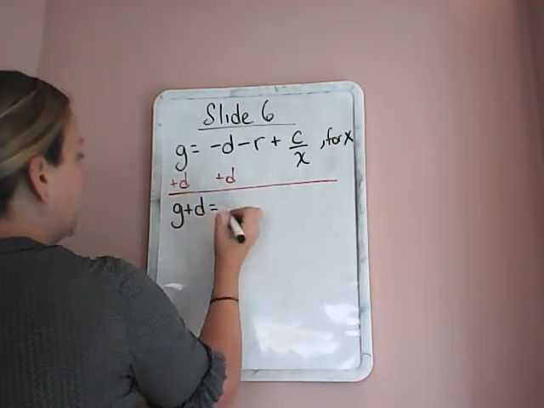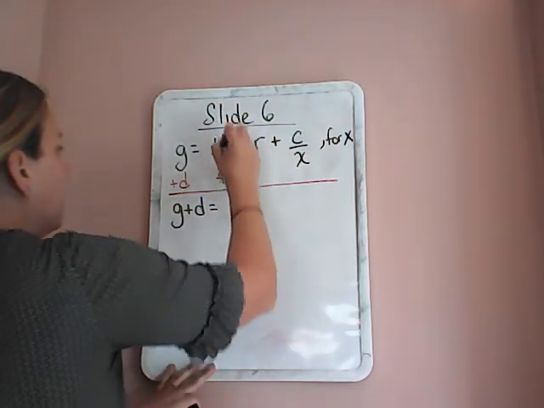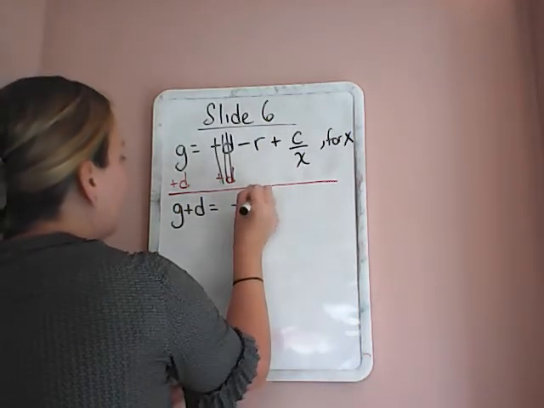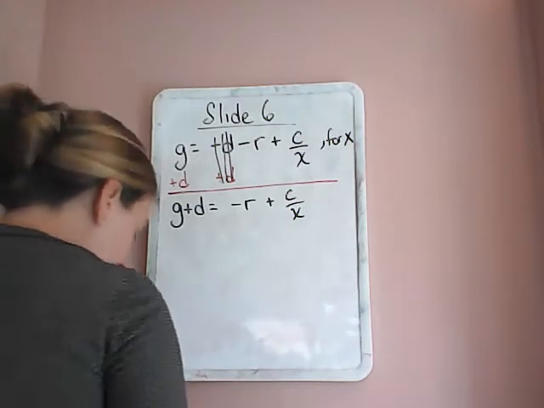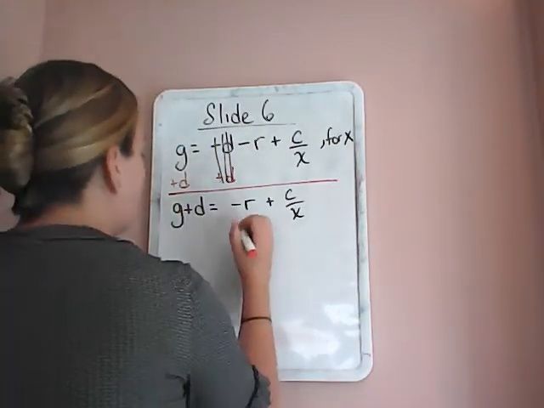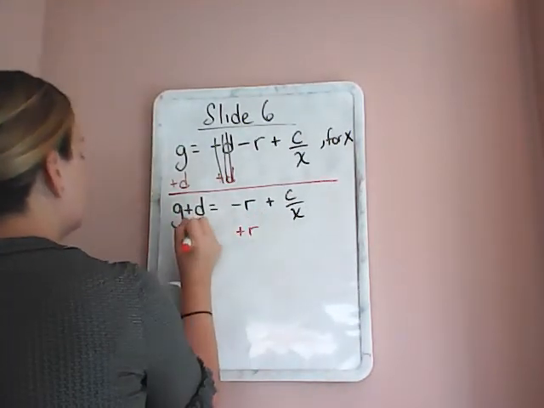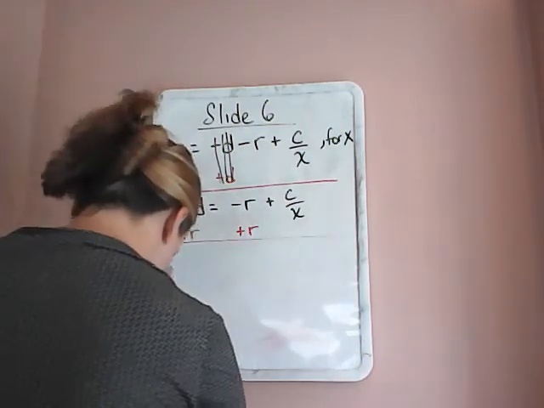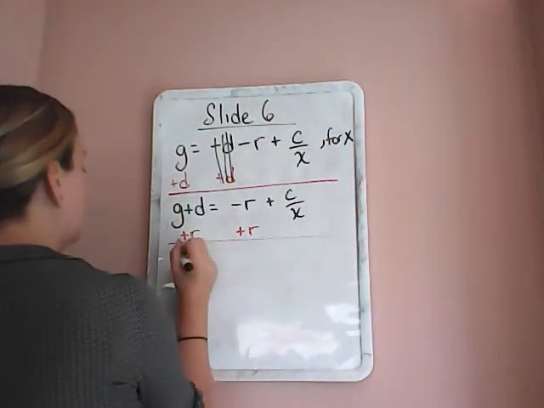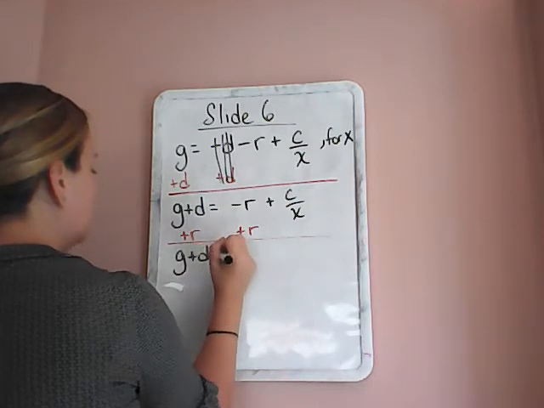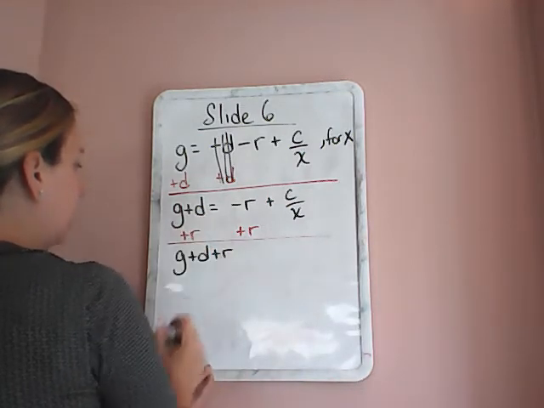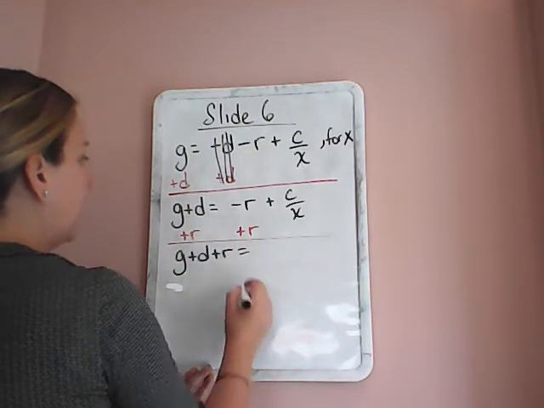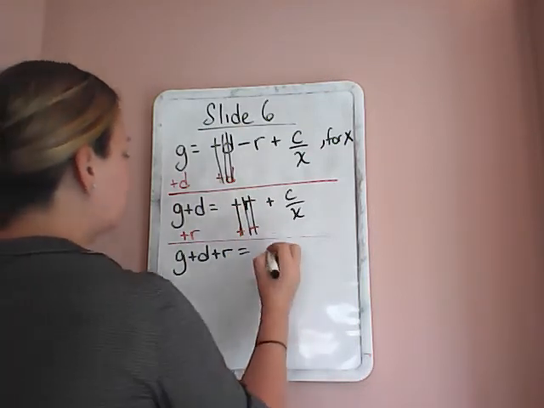Equal sign comes down. These have canceled out. And we have negative r plus c over x. Then we just want to add the r to both sides. So over here you have g plus d plus r, g plus d plus r. Equal sign comes down. These have canceled out.